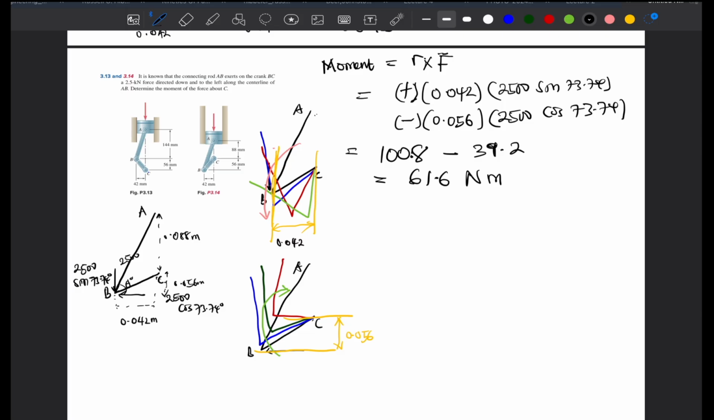Because it is positive, I'm going to draw our symbol for it, anti-clockwise. So you can see that if you take the force as acting at A, or acting at B, we got the same answer of 61.6 Newton meter. So you can see that the principle of transmissibility is also verifiable here.